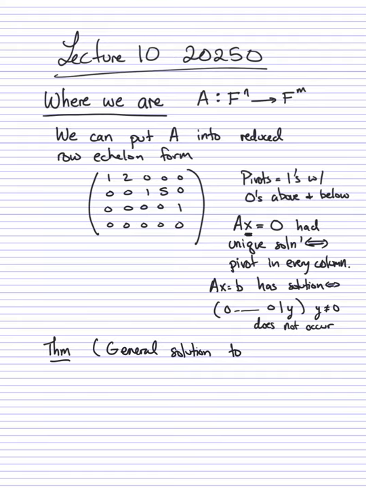It is a general solution to the equation AX equals B. Here A is a matrix, maybe I should say A goes from F^n to F^m. So X is here, B is here. Of course, there might not be a solution if B is not in the image of A. But the theorem is about once you have a solution.